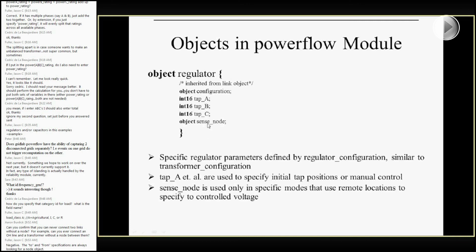And then if you're in one of the remote operating modes, either the VAR control mode, the volt, or even the volt-VAR, this sense node or sense object will tell you which particular device you're looking at to determine when to change the actual taps on the regulator. Again, similar to the transformer configuration, and I think I already covered all the rest of that.